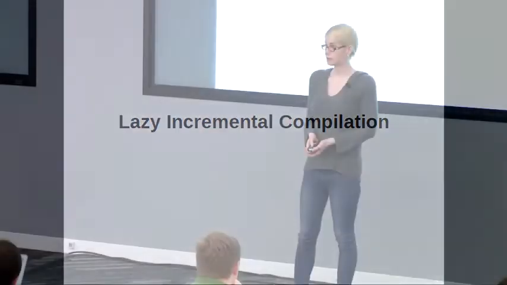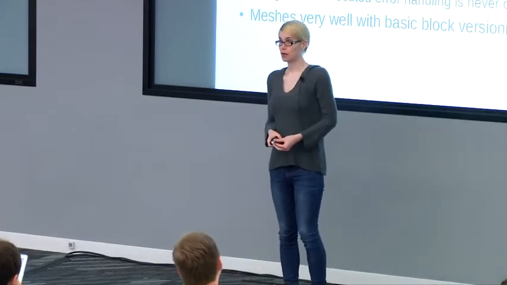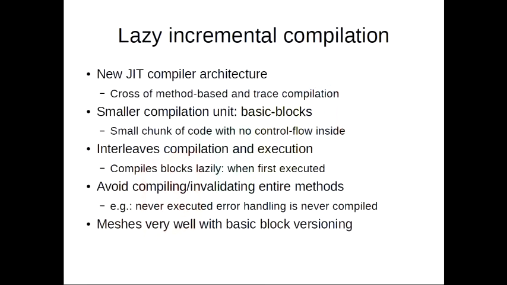Now I'm going to talk about another optimization that I've been working on, a new technique that I call lazy incremental compilation. So this is a new JIT compiler architecture that I've been developing for Higgs. That's sort of a cross between method-based and trace compilation. So it works with smaller compilation units. Instead of compiling whole methods at a time, it compiles individual basic blocks. So small chunks of code with no control flow inside.